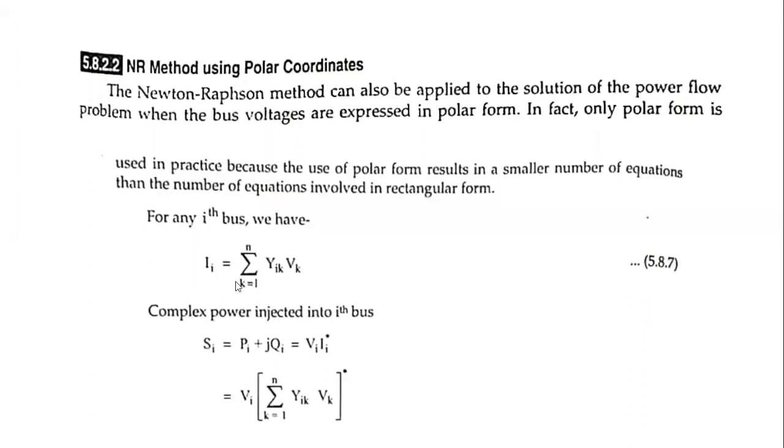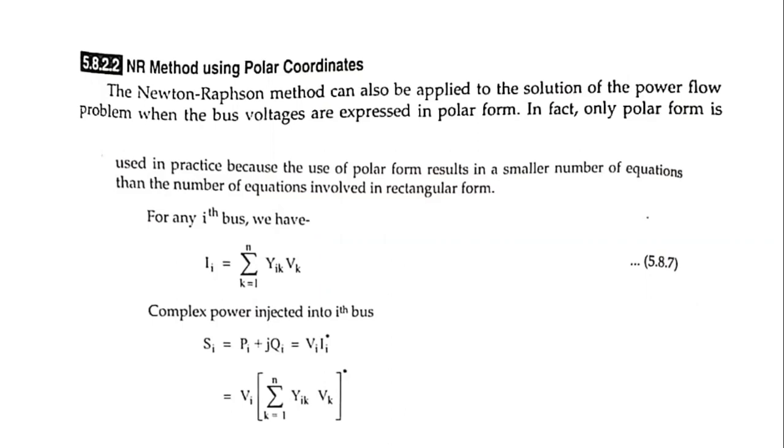Okay, for any ith bus we have Ii equal to sigma k equal to 1 to n Yik Vk. Normally the current formula is I equal to V by R or V by Z. Therefore 1 by Z is equal to Y. Then Ii is equal to sigma k equal to 1 to n Yik Vk.